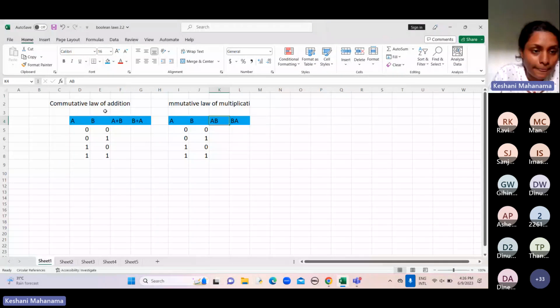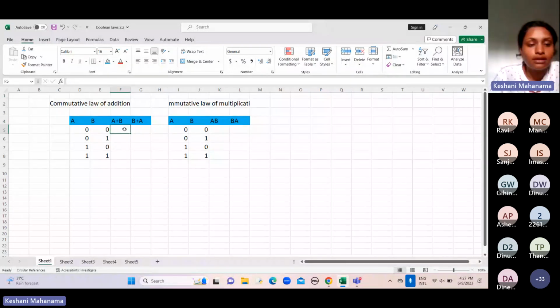So here, when we talk about the commutative law of addition, A equals 0, 0, 1, 1 and B equals 0, 1, 0, 1. You may remember that Senali explained OR gates, NAND gates and NOT gates. A plus B is the OR gate. It means whenever any input is equal to 1, then the output is 1.